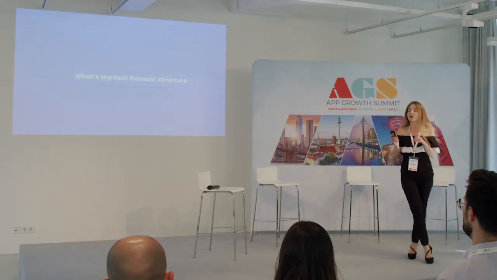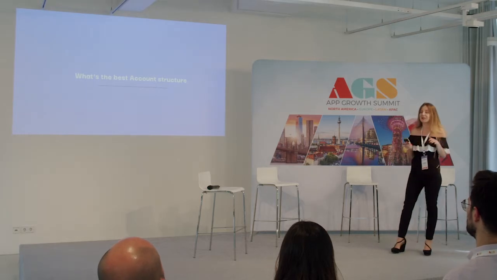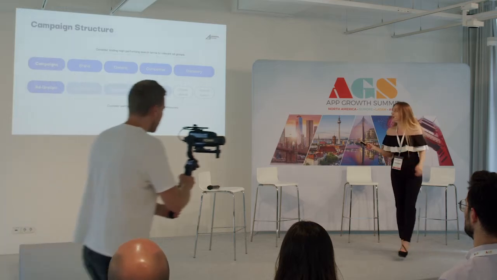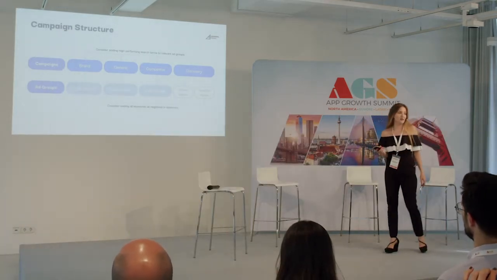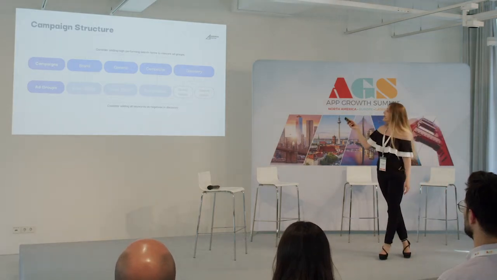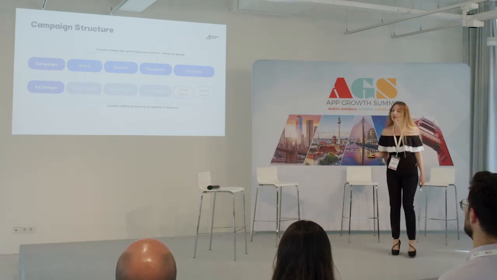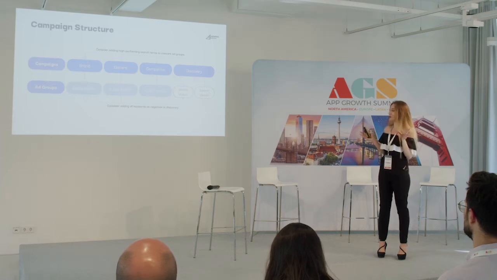Okay, so I would assume that most of you are familiar with the account structure and the best practices, but let's cover the basics for those of you who are not that aware of it. So we have 4 main campaigns: brand, generic, competitor, and discovery. In the first 3, we have only exact match keywords, and in the discovery campaign, we have broad match and search match ad groups.